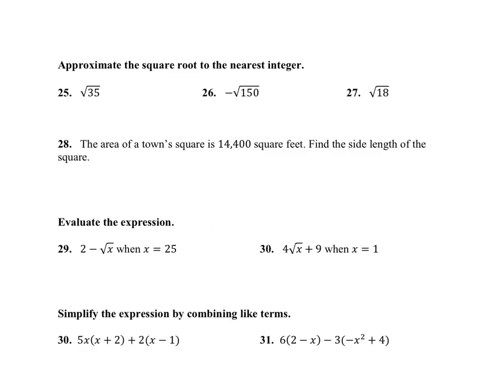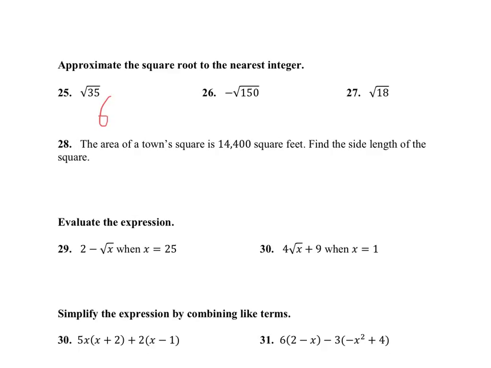All right, and approximate to the nearest integer. Well, square root of 35. Well, that's getting really close to 36, and 36 is a perfect square. 6 times 6 is 36, so I'm just going to go ahead and say that's 6.